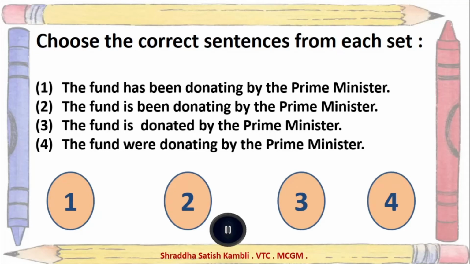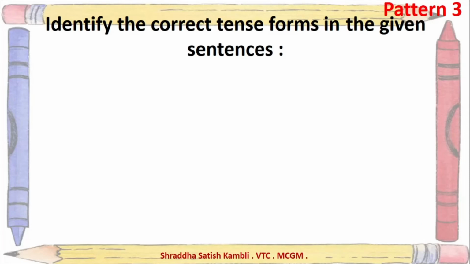And the answer is option number 3. The fund is donated by the Prime Minister. Simple. Okay. Coming to the next pattern, pattern 3. Identify the correct tense form in the given sentences.